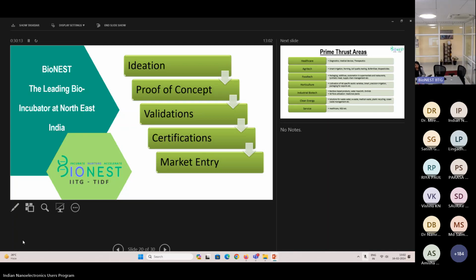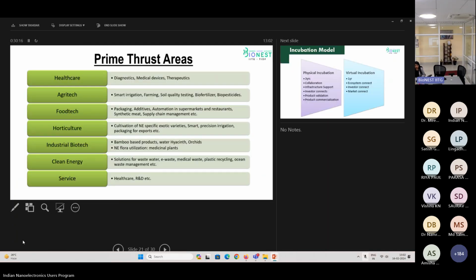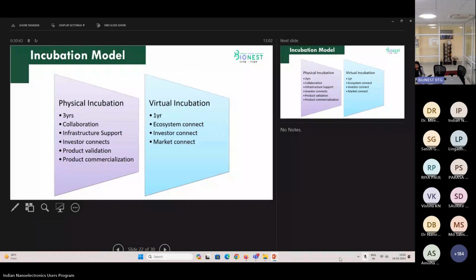So these are the prime focus areas that we have right now. We are incubating companies in these thrust areas. Like I said, it's BioNest, so we are mostly supporting companies in the biotech domain: healthcare, agriculture, food tech. We have a lot of companies mostly in the agri-tech sector, because the Northeast has many startup ideas based on agriculture technology. So these are the thrust areas. Next slide, please. So we have two kinds of incubation models.